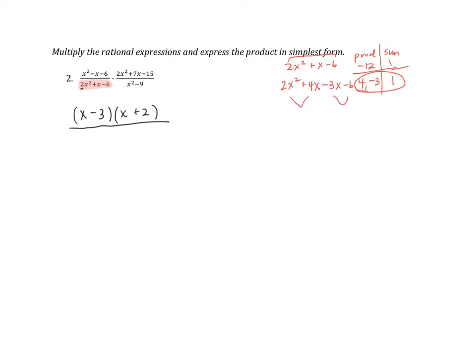I now need to do factor by grouping. 2x is in common. When I divide that out, that will leave me x plus 2. Bring down the negative. A 3 is in common. When I factor that out, that will leave me x plus 2. So x plus 2 times 2x minus 3 is the factoring of that first denominator.